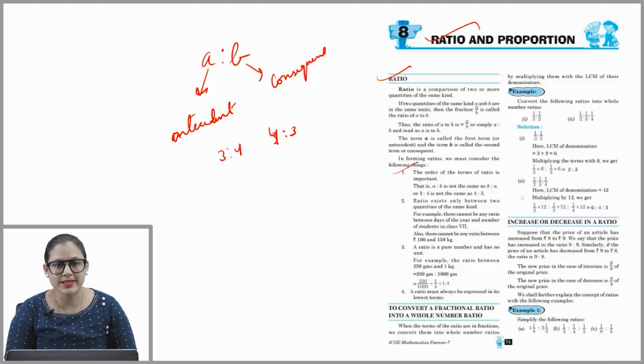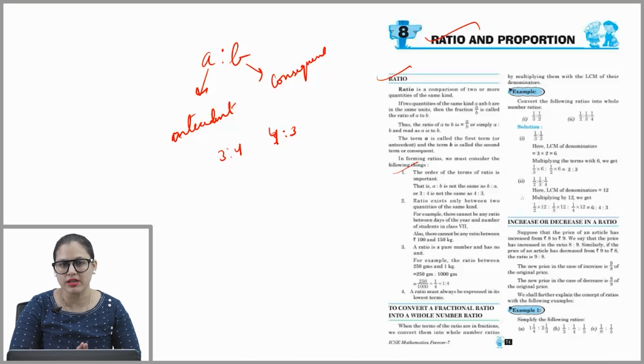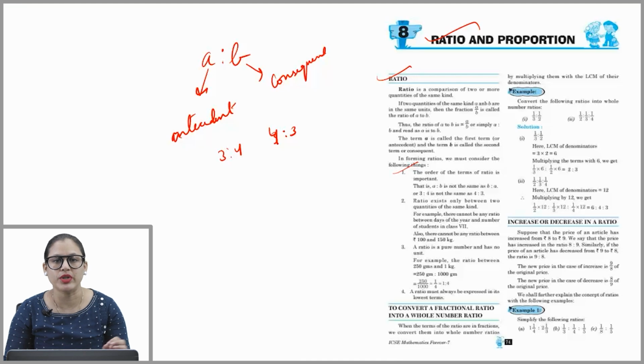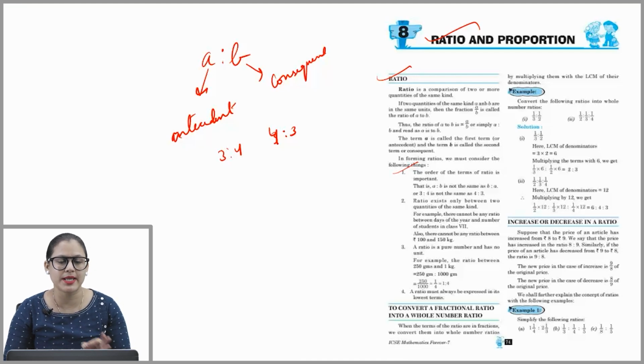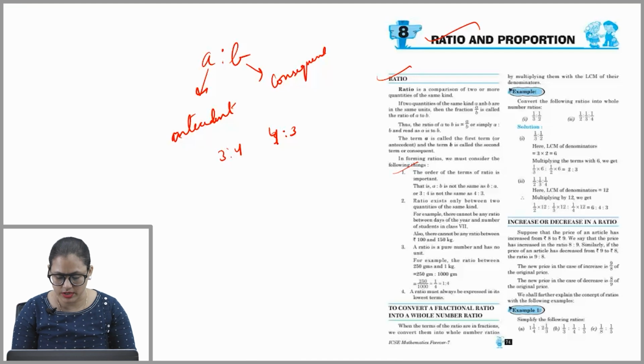Number two, ratio exists only between two quantities of the same kind. For example, there cannot be any ratio between days of the year and number of students in class 7. Also, there cannot be any ratio between rupees 100 and 150 kg, because both the units are different. Number three, a ratio is a pure number and has no unit. For example, the ratio between 250 grams and 1 kilogram is what? First, you will convert 1 kilogram into grams, and then you will find the ratio, which is 1:4. And number four, a ratio must always be expressed in its lowest terms, right?